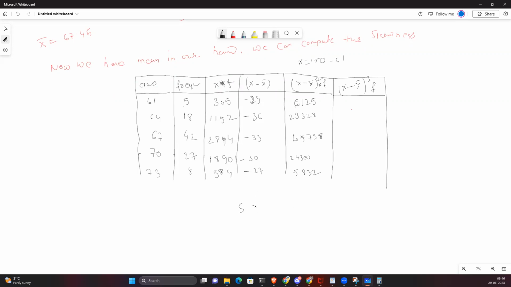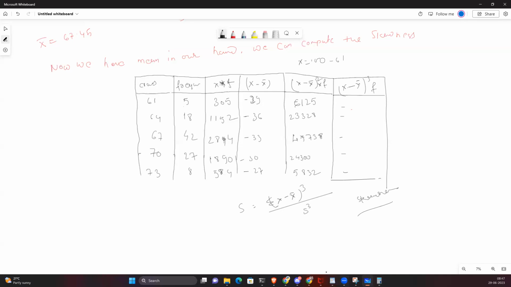Skewness formula was what? Can anyone? Summation of x minus x bar whole cube divided by s cube. Yes. So now you will calculate these things, and at the end you are going to sum it all up and you get the skewness. So with this, we are going to calculate the skewness of the data set. You can calculate these things, it's just the mathematics, that's okay.